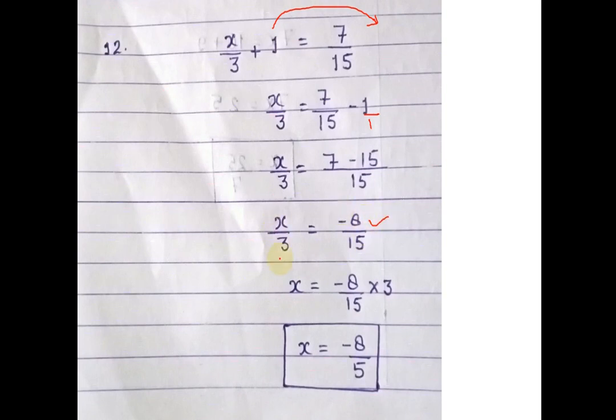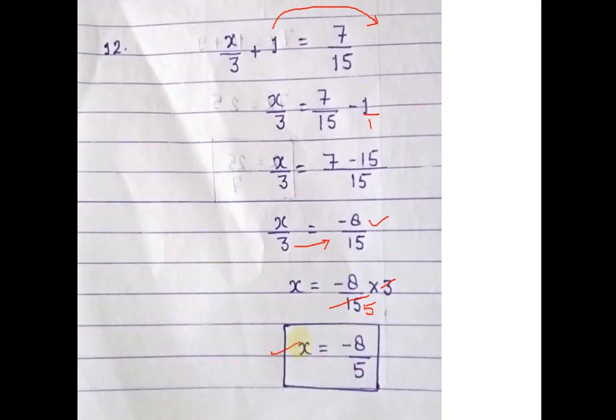So x upon 3 is equal to minus 8 upon 15. This 3 is in division on the left-hand side, so this 3 you will send to the right-hand side and it will go into multiplication. So 3 5s are 15, 3 5s are 15, so it will become minus 8 upon 5, the value of x.